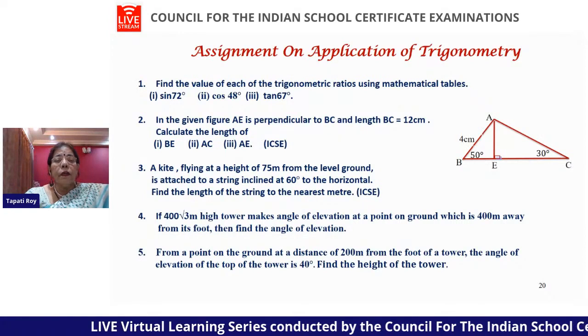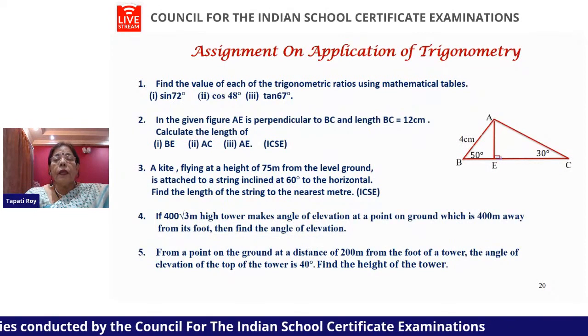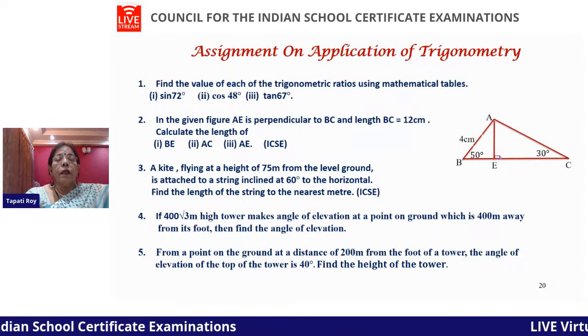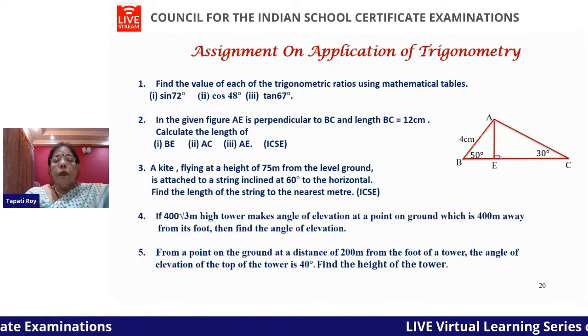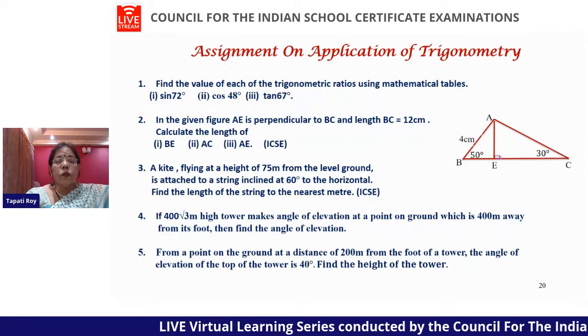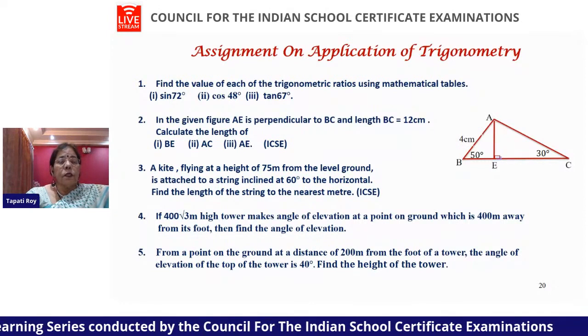Next one, a diagram is already given to you. There are two angles here. In the given figure, AE is perpendicular to BC and the length of BC is 12 centimeters. Calculate the length of BE, AC and AE. So we have three things to find out. This is a sum which has come earlier in the ICSE examination.